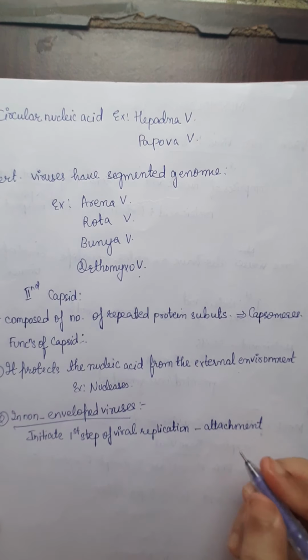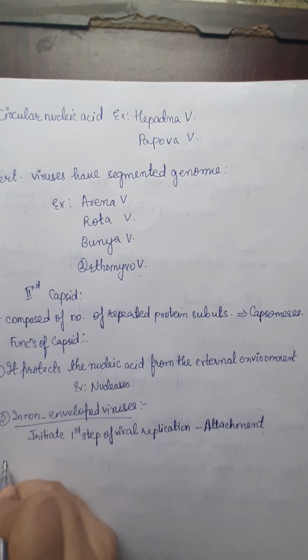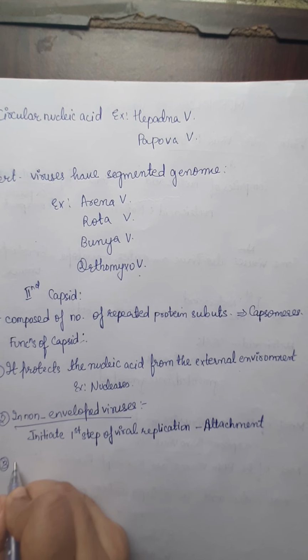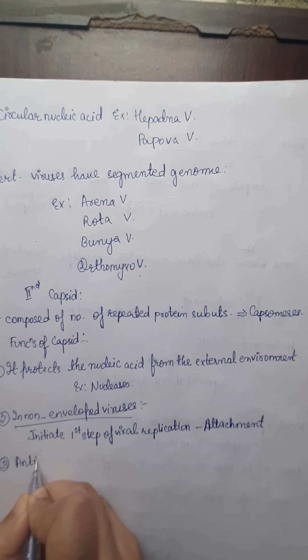The first step of viral replication is attachment. By initiating the first step, it facilitates the entry of the virus into the host cell. The third important function of the capsid is that it is antigenic and specific for each virus. Capsid, or the protein coat, is antigenic and specific for each virus.